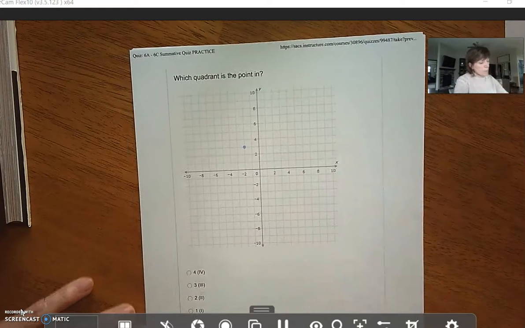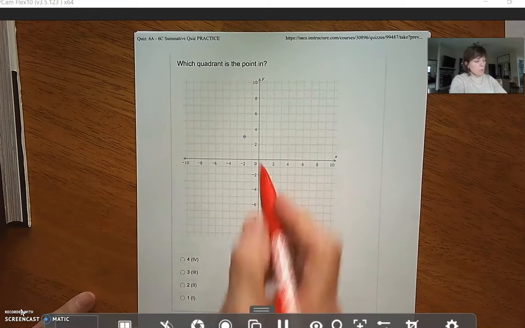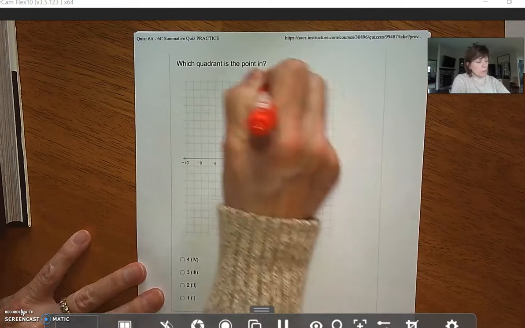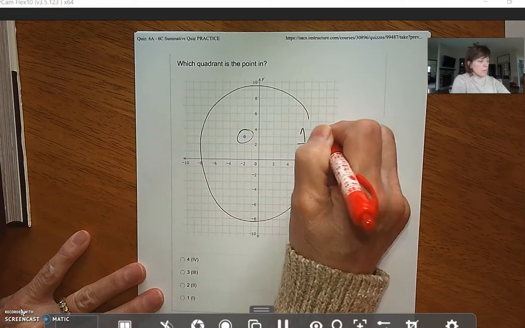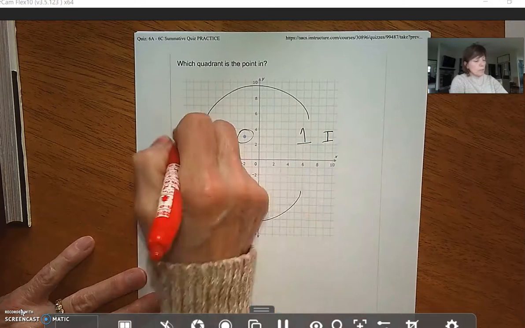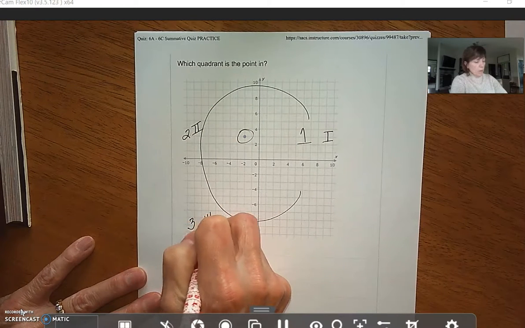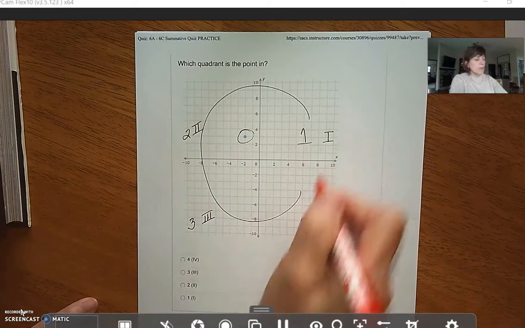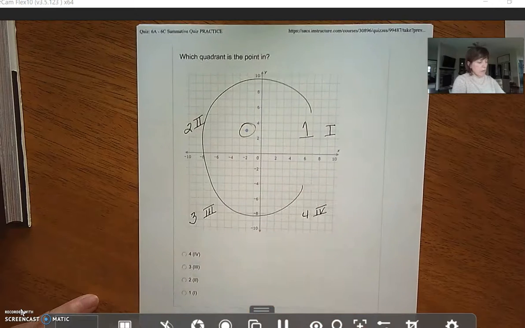All right, looking at this one, number 8. We need to tell what quadrant the point is. The graphed point is right here. And remember that we label these quadrants so that they make a C. This would be 1, and oftentimes you'll see that as a Roman numeral. This would be 2. This would be 3. They go counterclockwise. And then this one would be 4. And those are your Roman numerals. So again, just think about a C. If you're a Chicago Cubs fan or a Cincinnati fan, think about a C, all right?